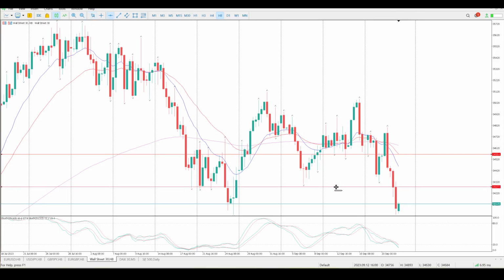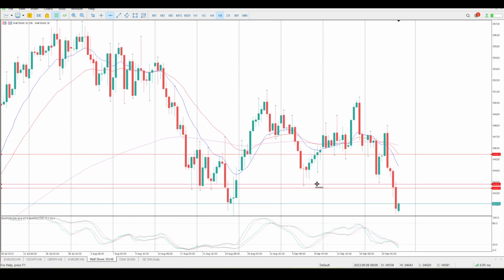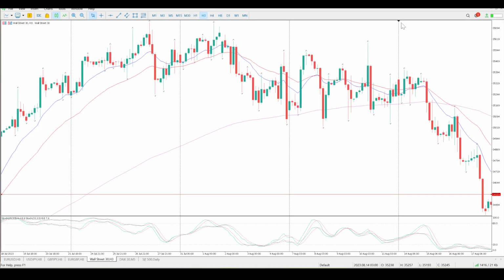So the one area that we definitely need to pay attention to, you see this level here, see there's three fractals there, and that is 34265. That's definitely an area that I would want to be looking to be short off, and then just above it is a pin bar, which would also interest me, although we have rejected that already on the higher time frames.